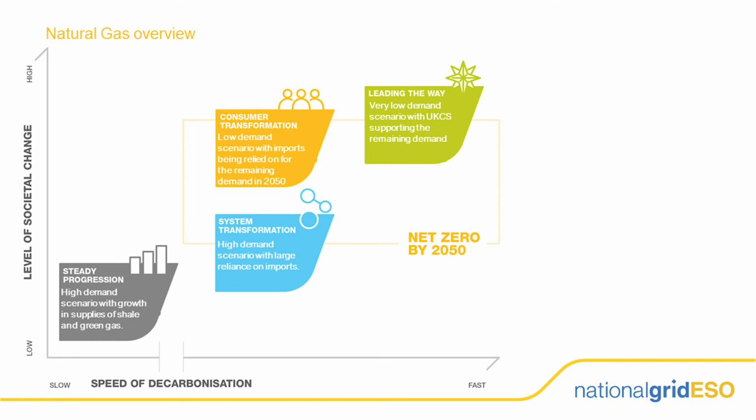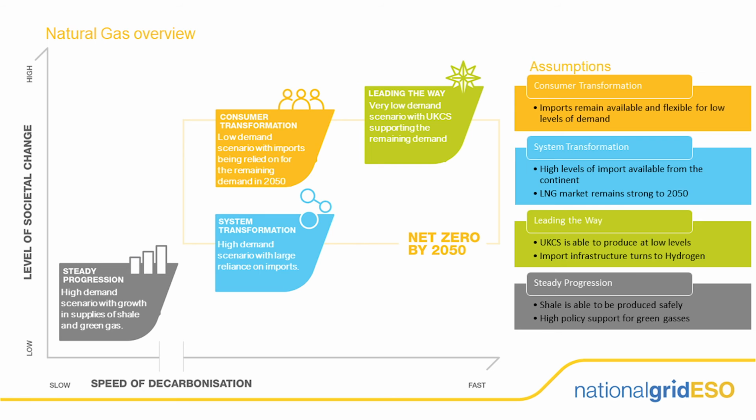Consumer transformation is a low demand scenario with imports covering all of the demand by 2050, and that demand is largely required for methane reformation as well. Leading the way has an extremely low demand out to 2050, with all gas coming from the UK continental shelf in the later years.